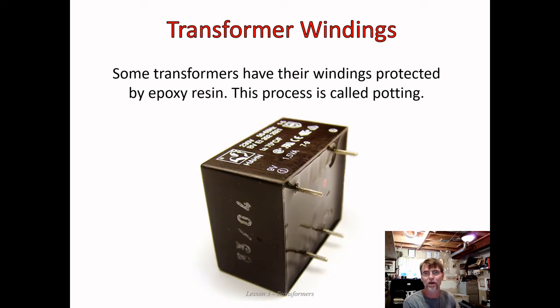Some transformers have their windings protected by epoxy, and this process is called potting. This is typically done in very small transformers. You see this one, it says that it's rated at 9 volts for 1.5 volt amps. There's a term we haven't talked about yet, and that's a really good conversation, more to come on that later. But this is a very little transformer. This is not typical for most transformers that we're going to be talking about or working with. This is more at an electronics level than electrical work.